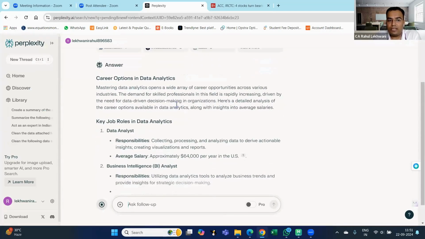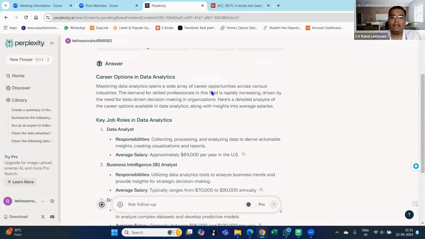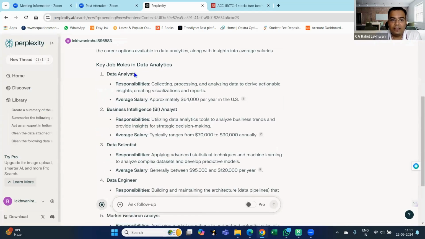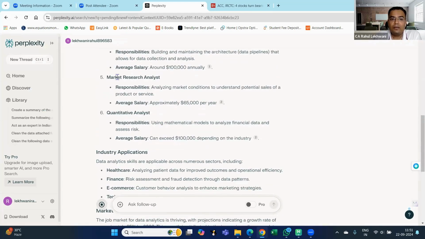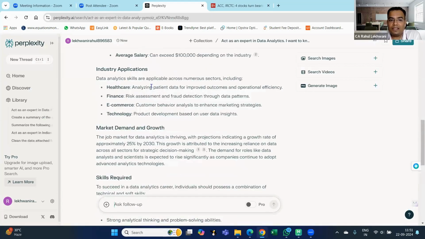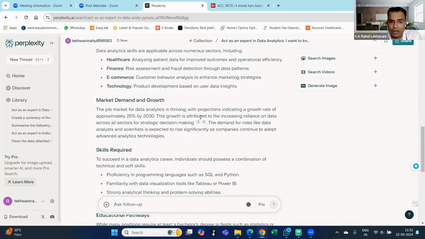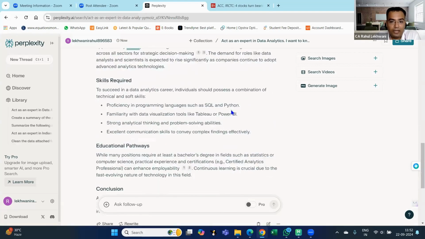So see, career options in data analytics. Mastering data analytics opens a wide array of career opportunities. Key job roles: what job roles can you go for? Data analytics, business analytics, data scientist, data engineer, market research analyst. Industry application: which industry can you target? Healthcare, finance, e-commerce, technology. Market demand and growth: the growth rate of approximately 25% by 2030. So they are saying that by 2030, data analytics roles would increase by 25% every year, right?